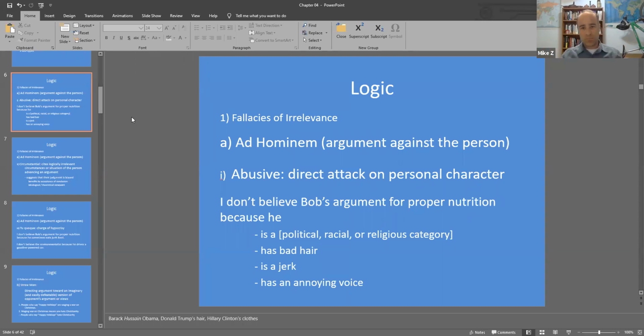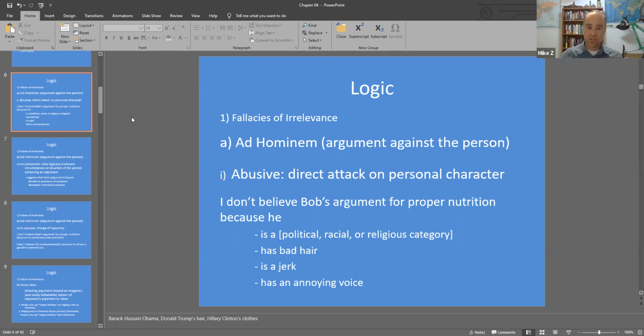But I don't really want to pay attention to what Bob has to say. So I say, oh yeah, I don't believe that guy, Bob, because he is, and then I pick something about him. He has a certain political persuasion, or belongs to a certain religion, or a certain racial group, or a certain gender. I use that as a reason for rejecting his argument, which is obviously irrelevant to whether he's making a good argument.